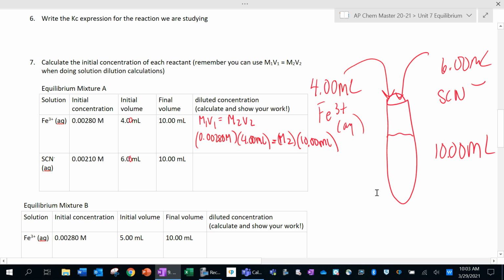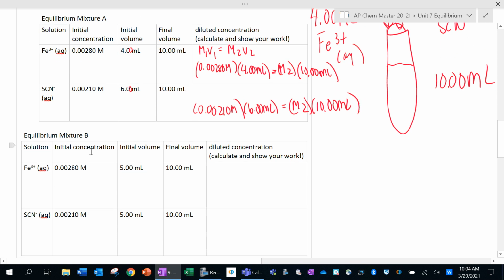When we solve for this, it will give you the real initial concentration of iron in the actual test tube. Then you're going to do the same thing down here for the thiocyanate. It's a similar calculation, you just have different numbers. With the thiocyanate, it was 2.1 molar, and we use 6 milliliters. Then we're trying to find the final molarity, since we're diluting it to 10 milliliters. So you can plug these into your calculator and solve for the final molarity. That's the same kind of calculation you're going to do here for equilibrium mixture B.